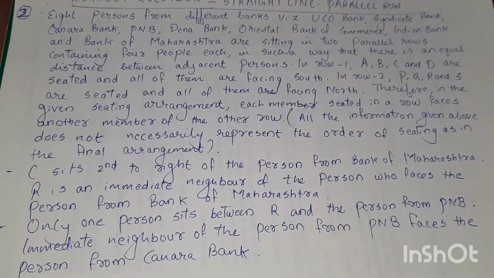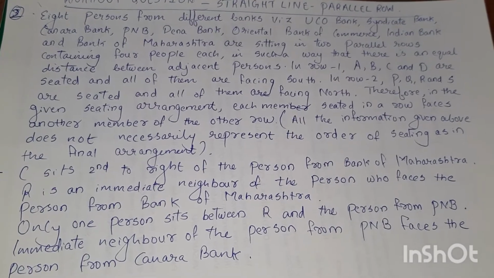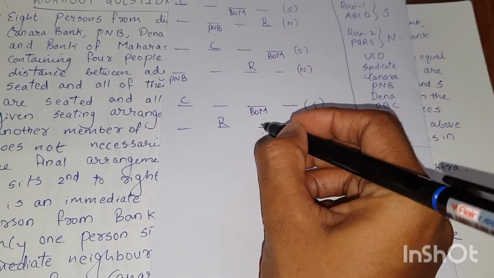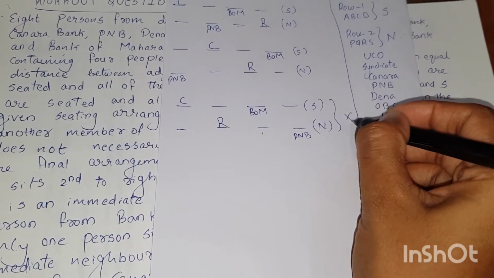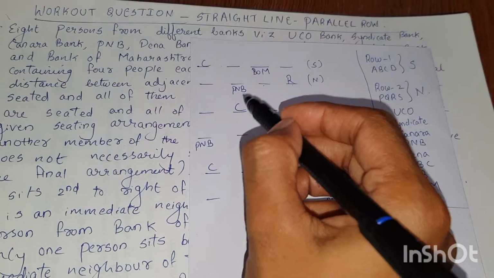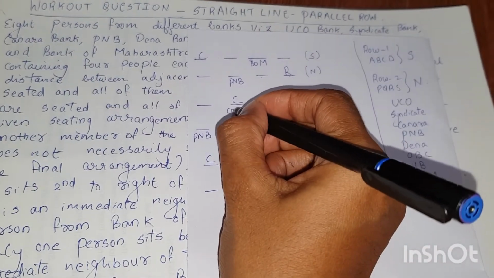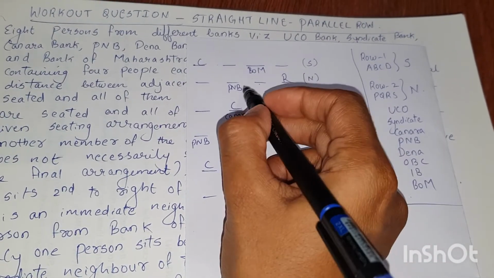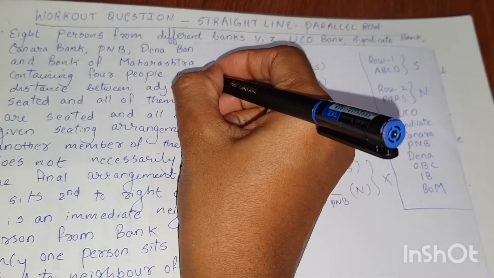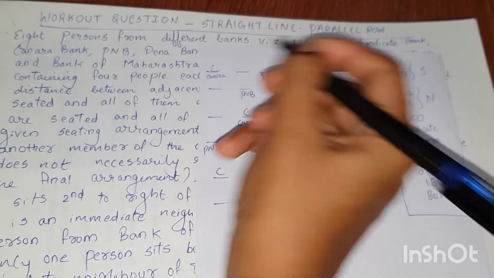The immediate neighbor of the person from PNB faces the person from Canara Bank, but here it is facing Bank of Maharashtra, so this diagram is not true. And here the immediate neighbor of PNB is facing Canara Bank, the person working in Canara Bank, so C is working in Canara Bank.